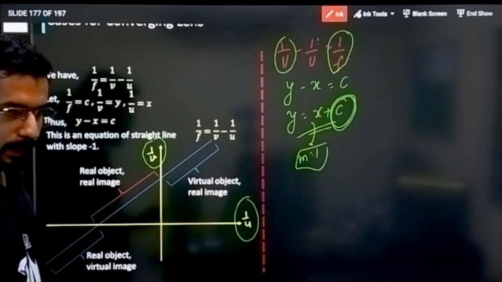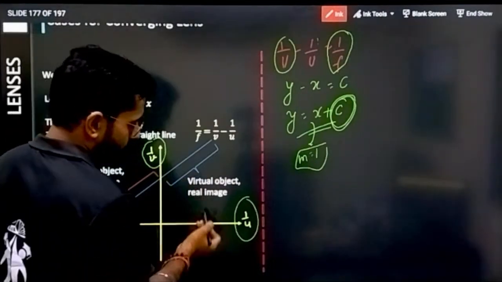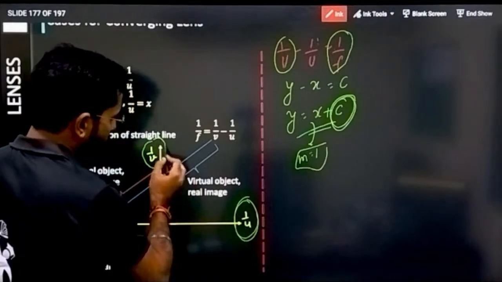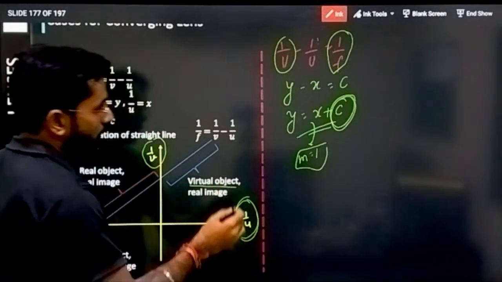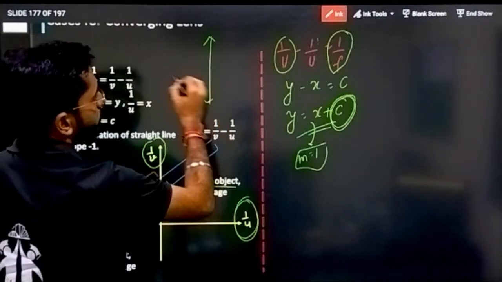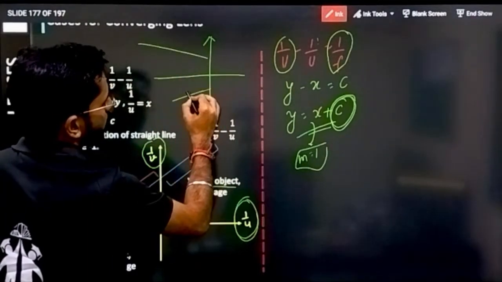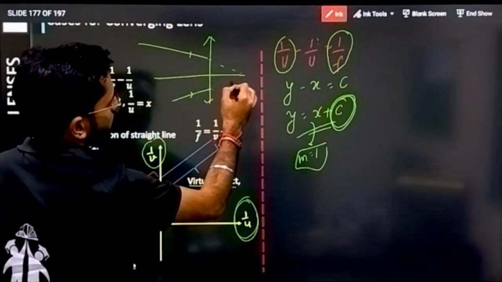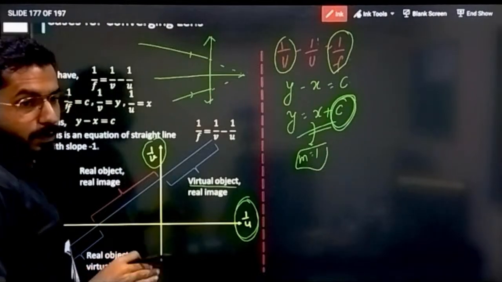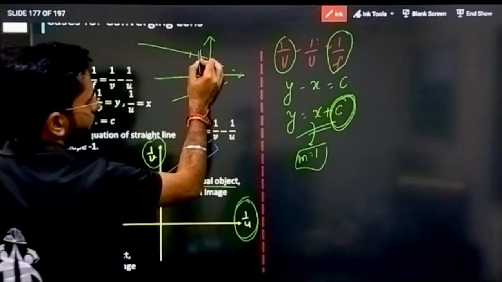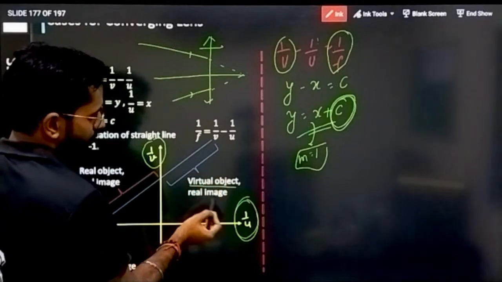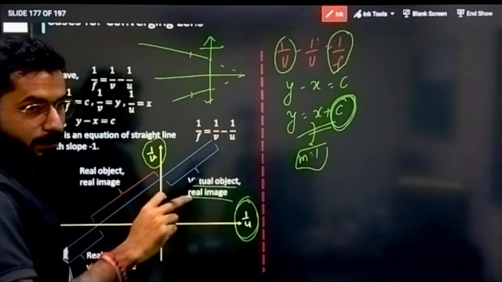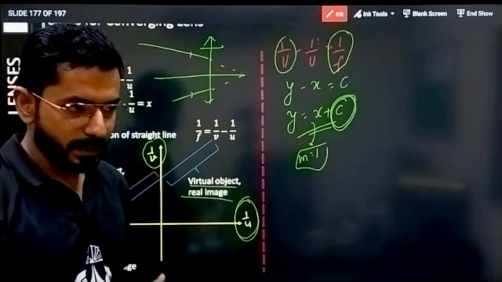Let's analyze one segment. First quadrant, u is positive, v is positive. If u is positive, what will I say? Virtual object. Remember the case, let's suppose some rays were coming like this and they appear to converge at a point, and that point was called what? Virtual object, because it was calculated in the positive direction. And due to that, what is happening here? What kind of image are you having? Real image. The last case that we discussed was the same.